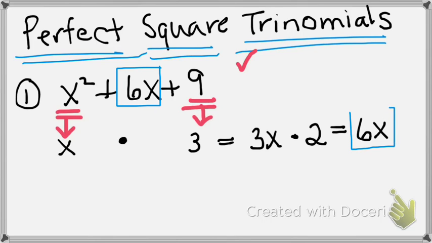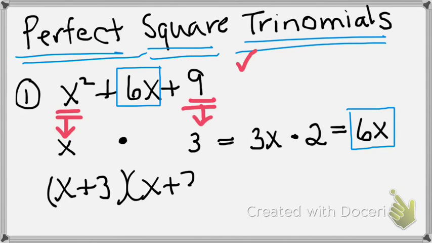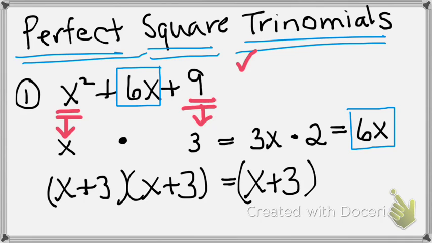If, after you take the square root of your first term and your last term, and you multiply them together and double it, you get the same value as the middle term, you have everything you need to get a perfect square trinomial, and you can shortcut this problem. The answer to this problem is just going to be x plus 3 times x plus 3, otherwise known as x plus 3 squared. So hence you get the perfect square that gives you a trinomial.